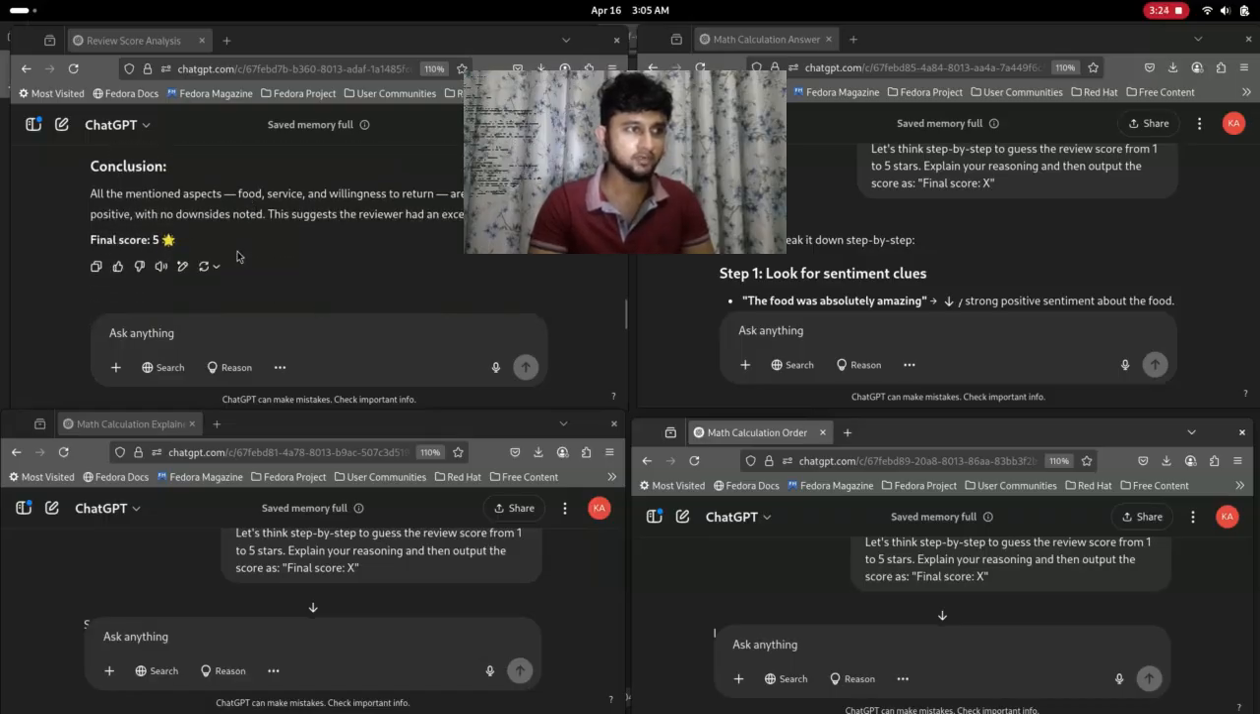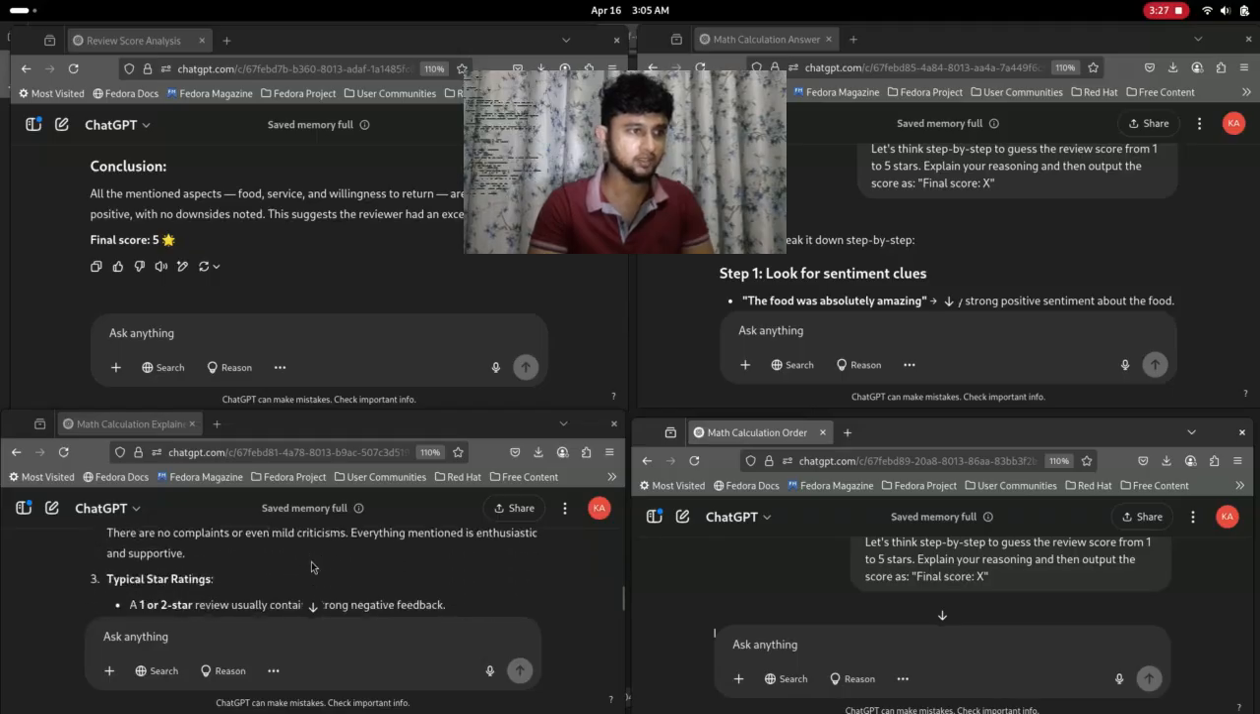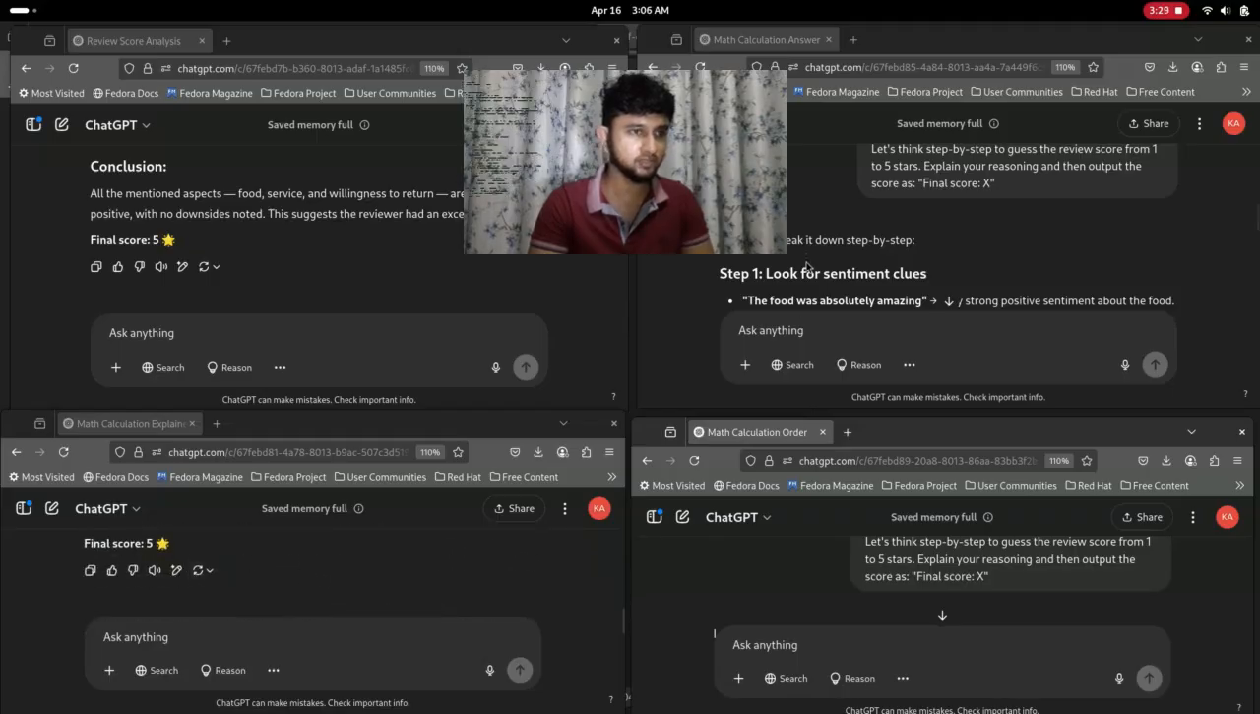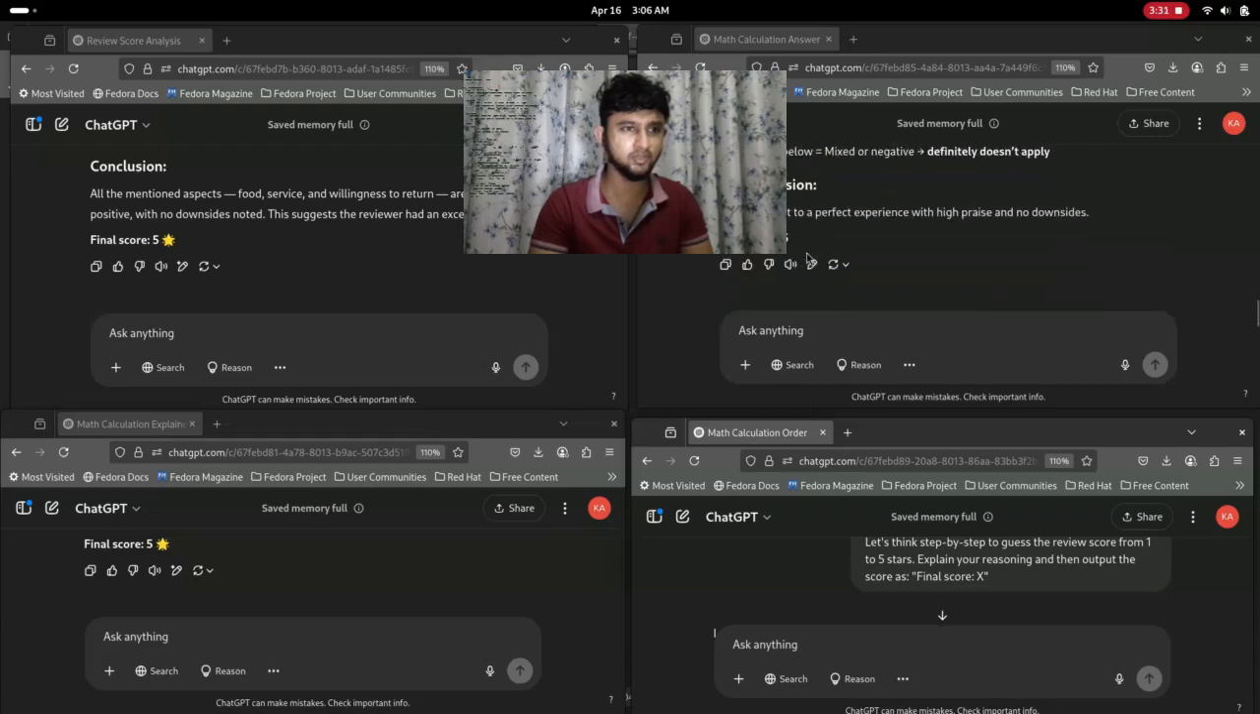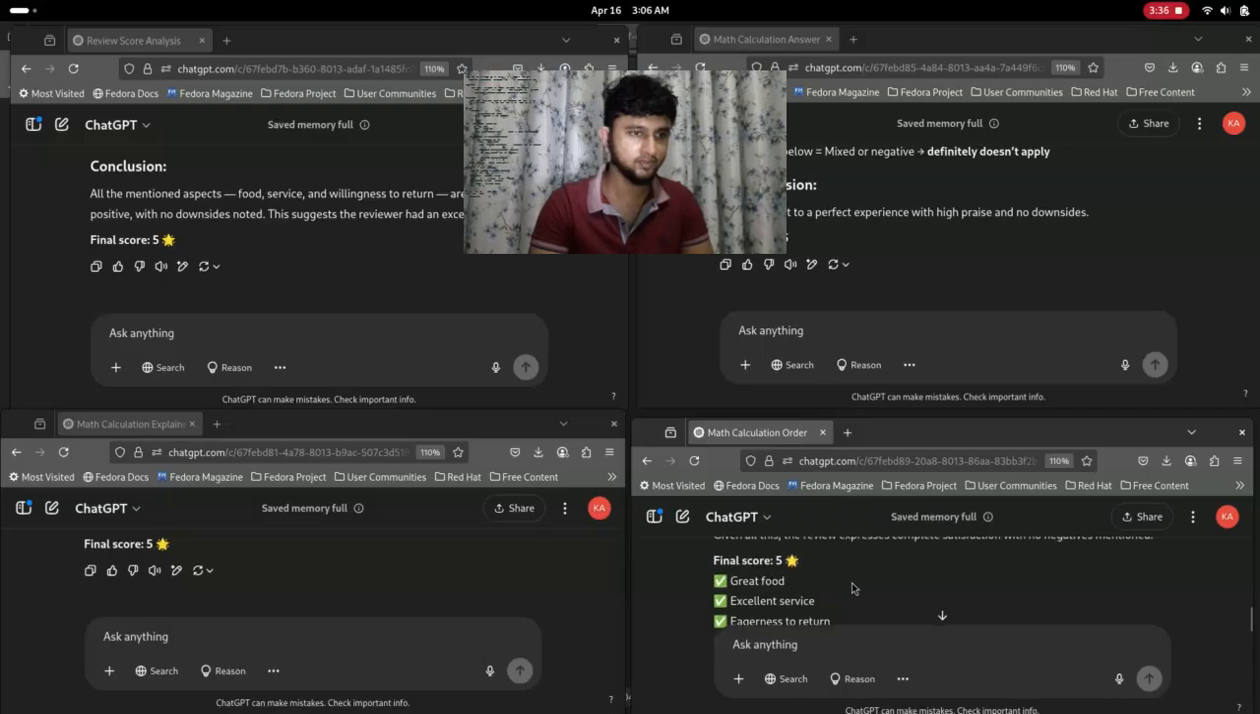This one gives final score 5, and this also gives final score 5, and also final score 5. Final score 5. So ChatGPT gave a score of 5 all 4 times. So I think we can take the score as 5.